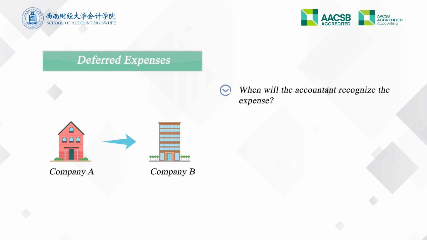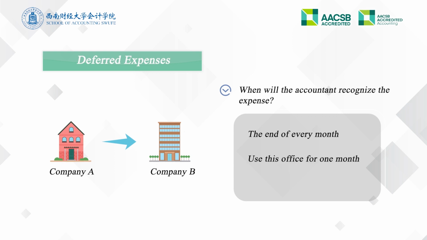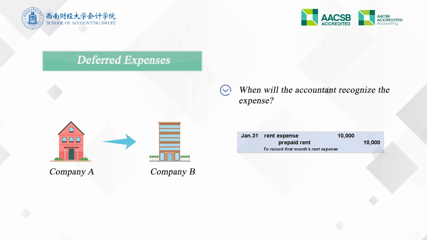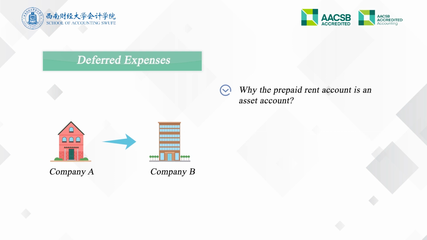When will the accountant recognize the expense? It will be the end of every month, because company A will consider using this office for 1 month and recording 1 month's rent expense. So at the end of every month, company A's accountant will debit rent expense for 10,000 yuan and credit prepaid rent for 10,000 yuan. My question is, why the prepaid rent account is an asset account?